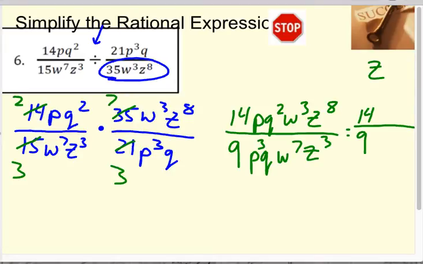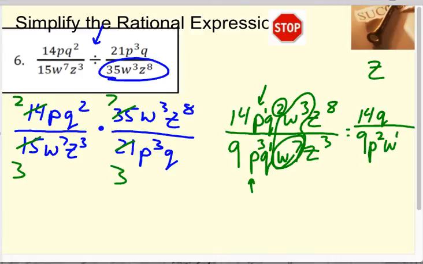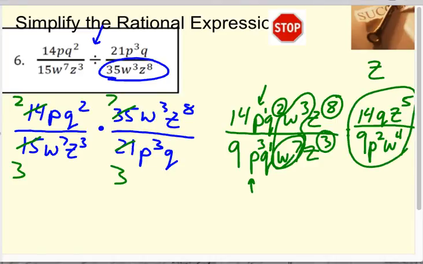Where do we have more p's? There's a 1p up here. There's a p cubed down here. 3 minus 1 is 2, so I have a p squared. Q squared, q to the 1st. I'm going to have a q left in the numerator, 2 minus 1. W. Okay, 7 minus 3 is 4. Where's w to the 4th? Well, you're multiplying more w's down here, so that's a w to the 4th down here. 8 minus 3 is 5, so that's z to the 5th, and z to the 5th right there. And there's our answer. Okay, that's into the first page.